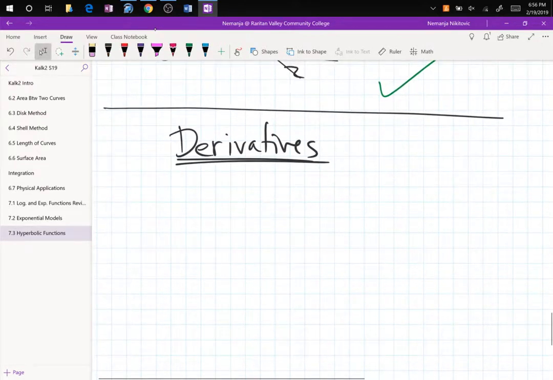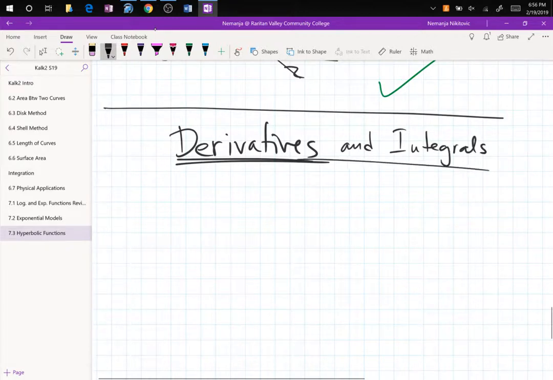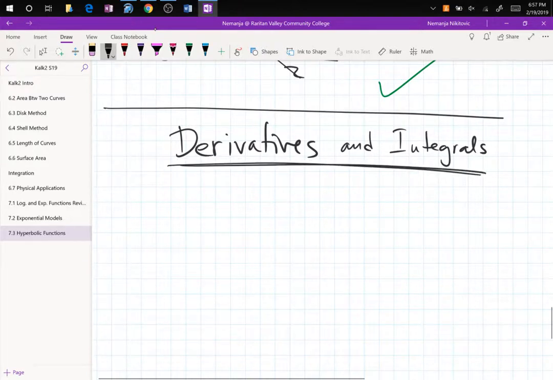All right. So we are ready for derivatives of these wonderful functions. And then, you know what? Derivatives and integrals. One shot. Because it's calculus, not algebra. You got this.